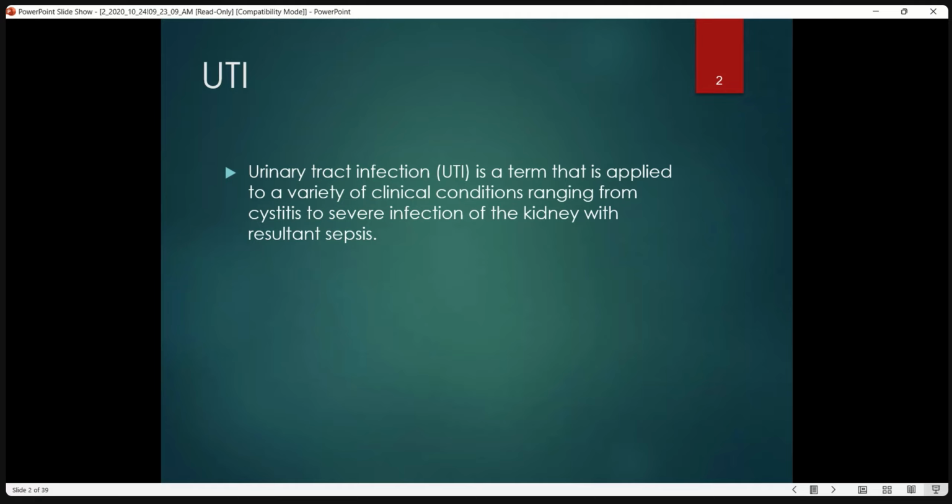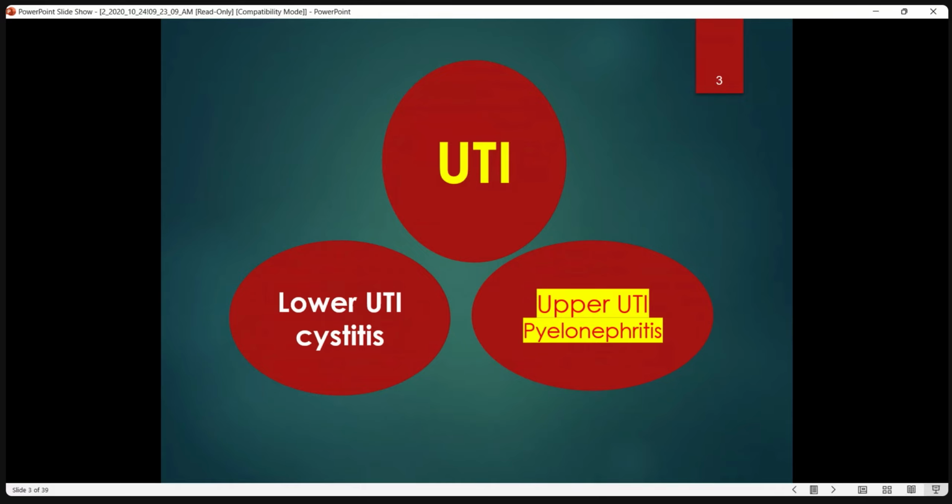Sepsis is a severe infection. It is called bacterial or viral sepsis, things like that. So what happens is that UTI is divided into the lower urinary tract infections, which are called cystitis, and then the upper urinary tract infection, which is called pyelonephritis.